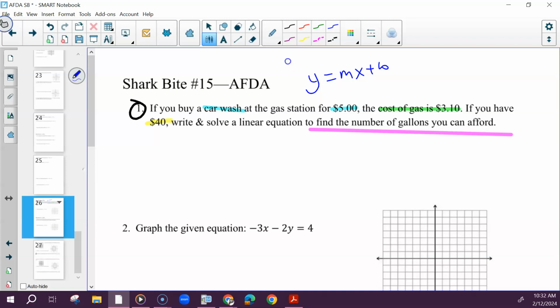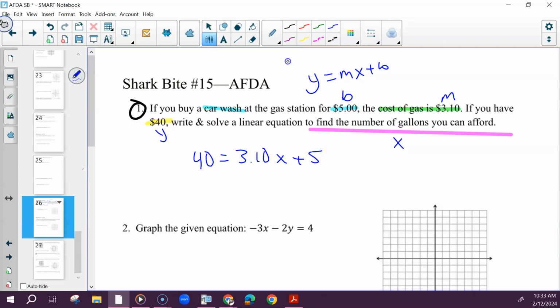So if we're using this format, then our variable x is going to be the number of gallons. Our b is going to be the one-time fee for the car wash. The cost of gas is $3.10, so that's going to be our m. And then our total would be y, the 40. So if we put each of those into y equals mx plus b, it would look like 40 equals 3.10 times x, plus 5.